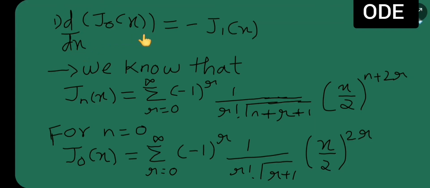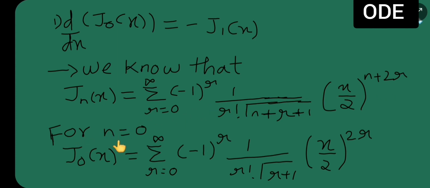d/dx of J0(x) is equal to minus J1(x). Now, how we are going to solve this is: we know that from Bessel's, Jn(x) is equal to the summation of r equals 0 to infinity of (-1)^r upon r factorial into gamma of (n plus r plus 1) into (x/2) raised to the power n plus 2r. So this is from Bessel's.